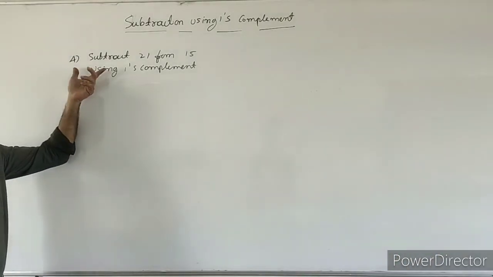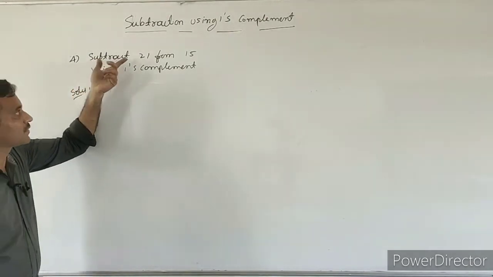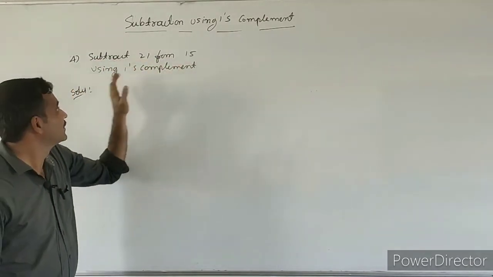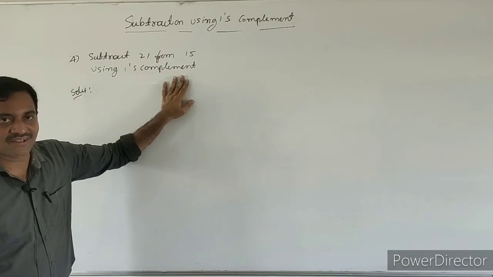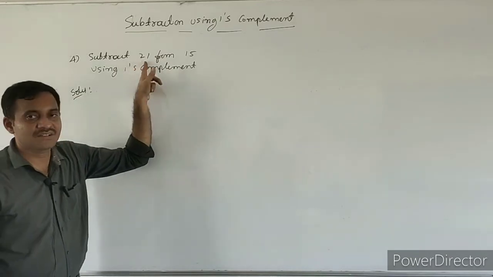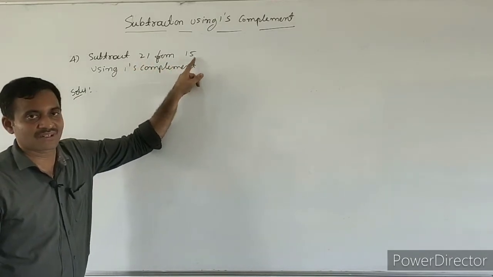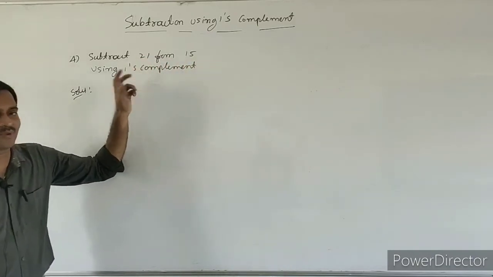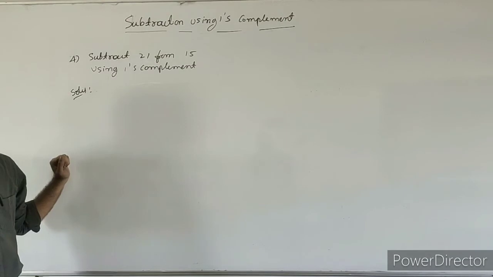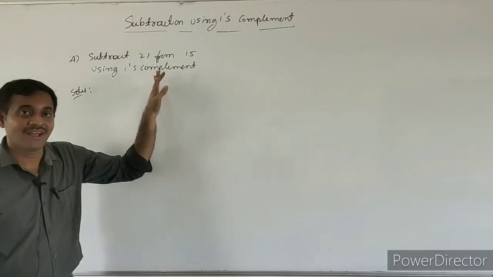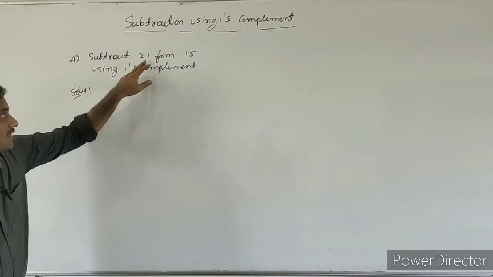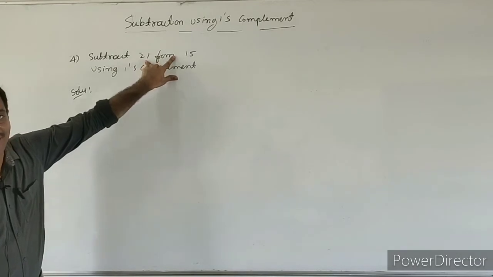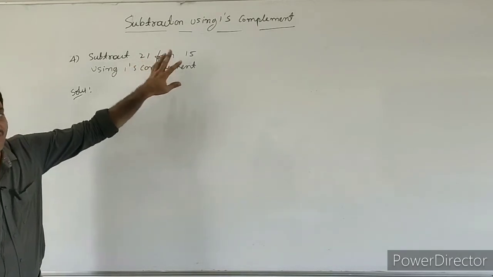Okay, let's consider the next example. Subtract 21 from 15 using the 1's complement method. Here we subtract a larger number from a smaller number. Hence this problem does not generate any end around carry. So 21 and 15 are in decimal.